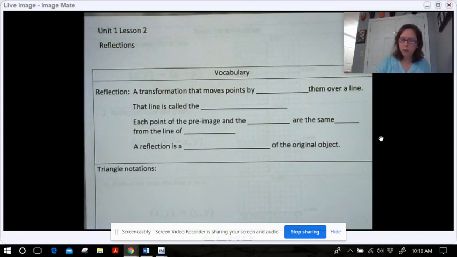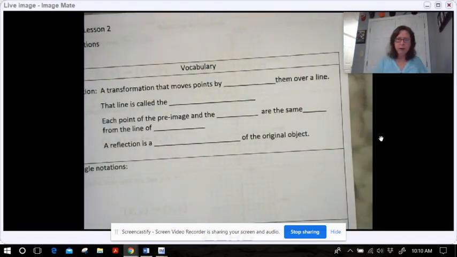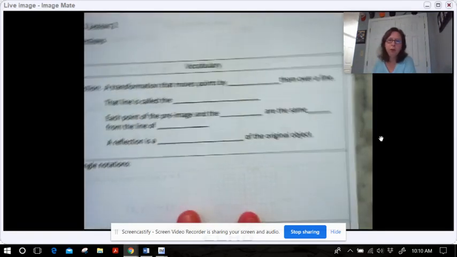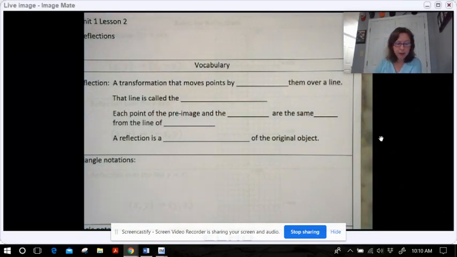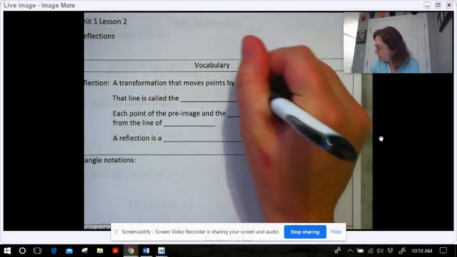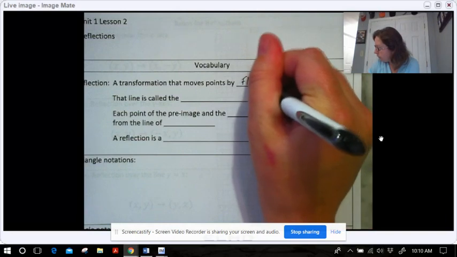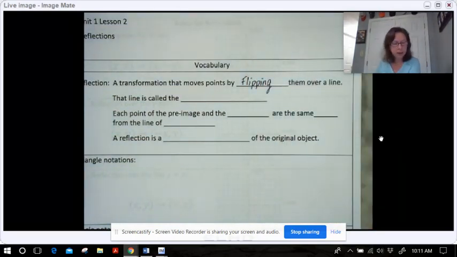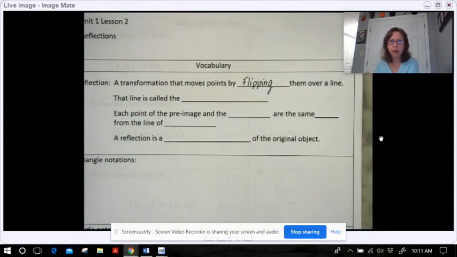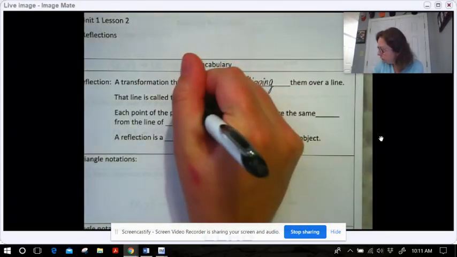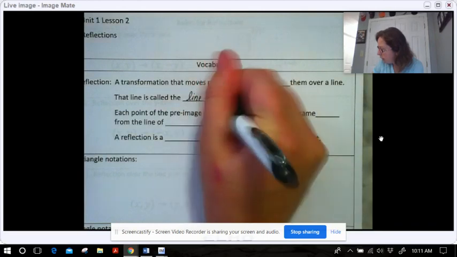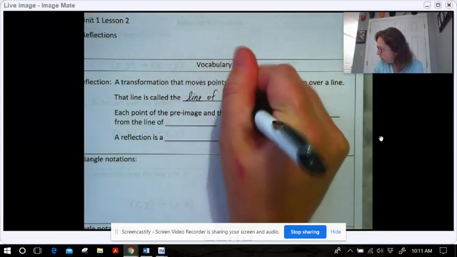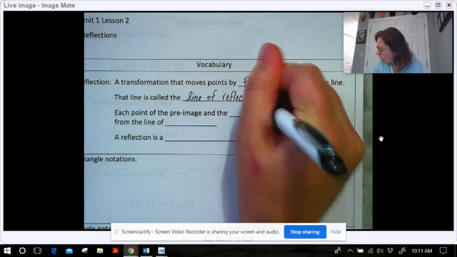Today we're going to do Unit 1, Lesson 2, which is reflections. Reflection is a transformation that moves points by flipping them over a line. So flipping. That line is called the line of reflection.